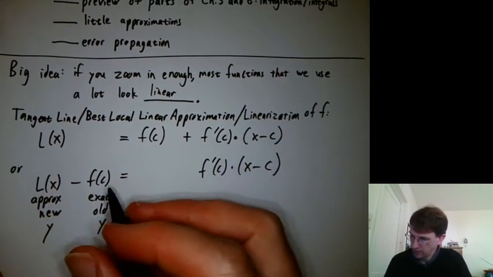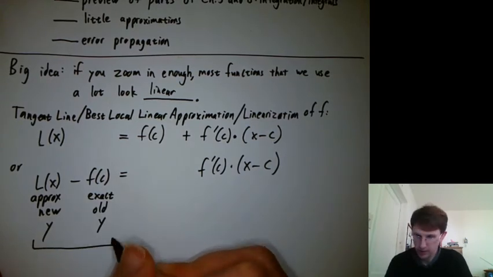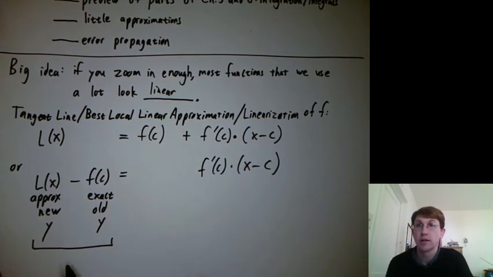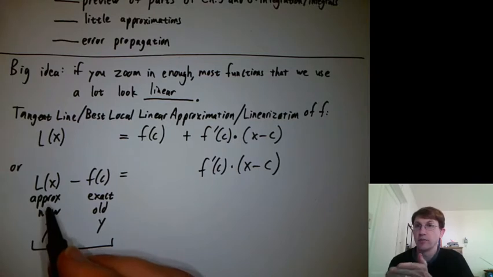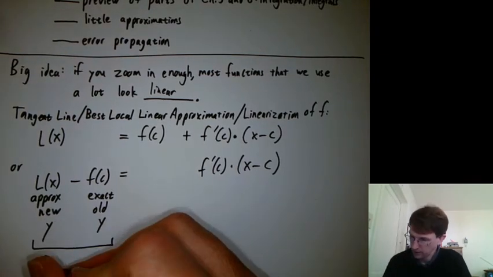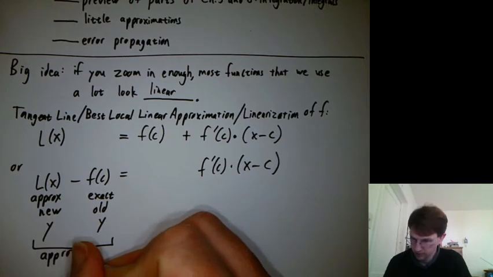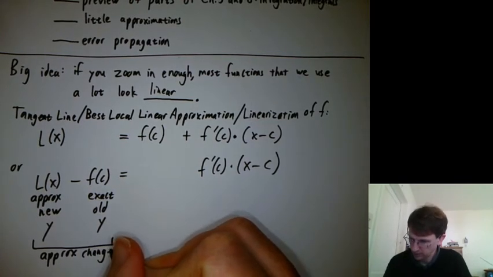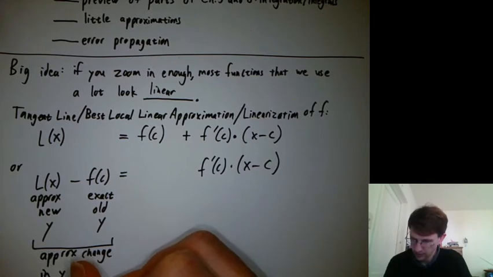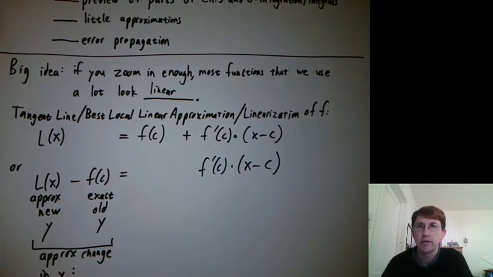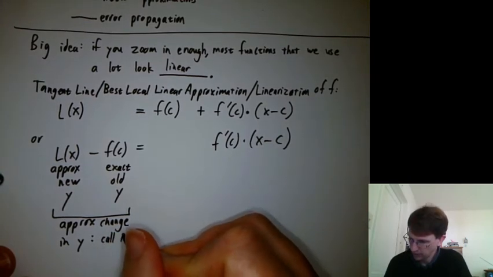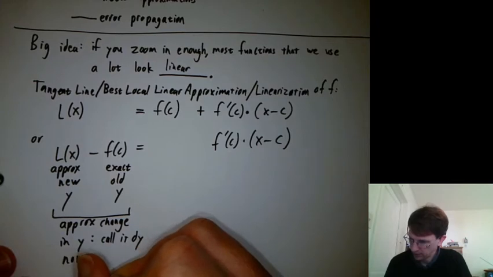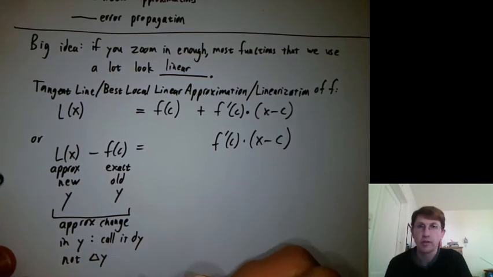And then what can we say about the difference? That difference, that's the approximate change in y, right? If both of these were exact, then that would be the exact change in y. But if one's approximate, then the whole thing's approximate. So this is the approximate change in y. So should we call it delta y? Well, delta we usually use for exact changes. So we're going to call it dy, not delta y. Delta y we'll use for exact change, dy we'll use for approximate change.